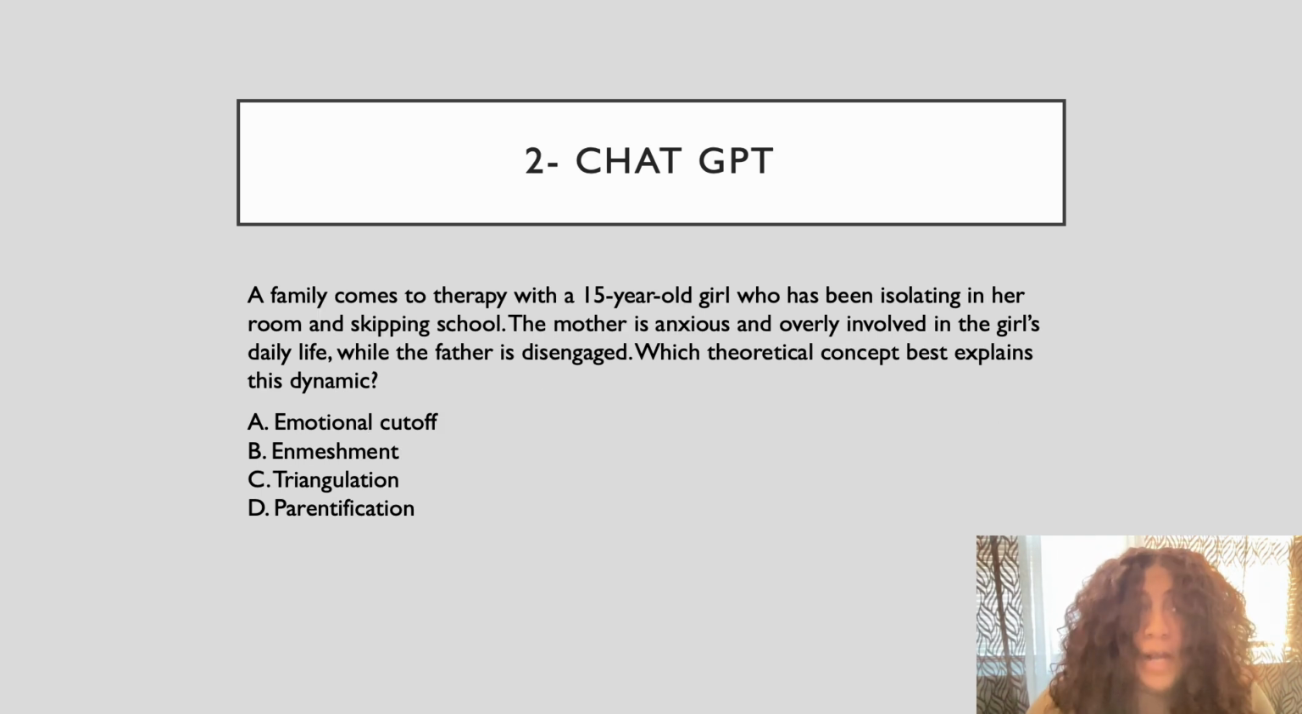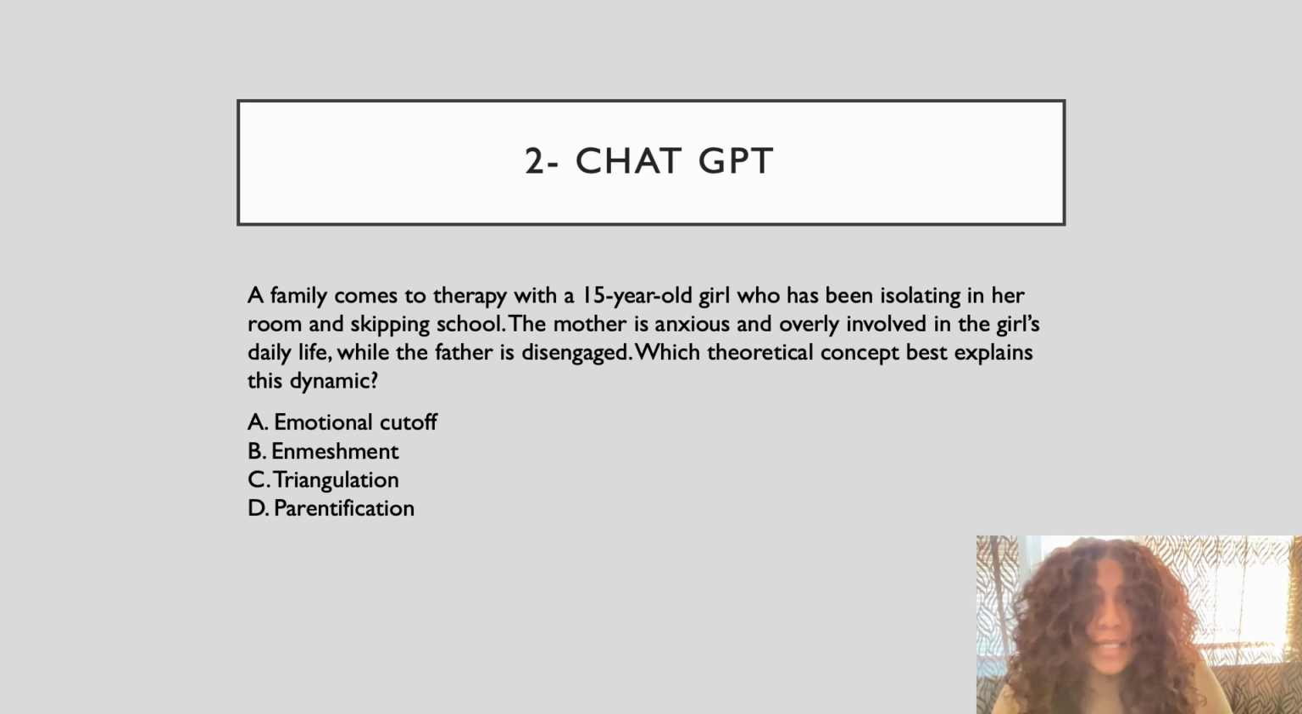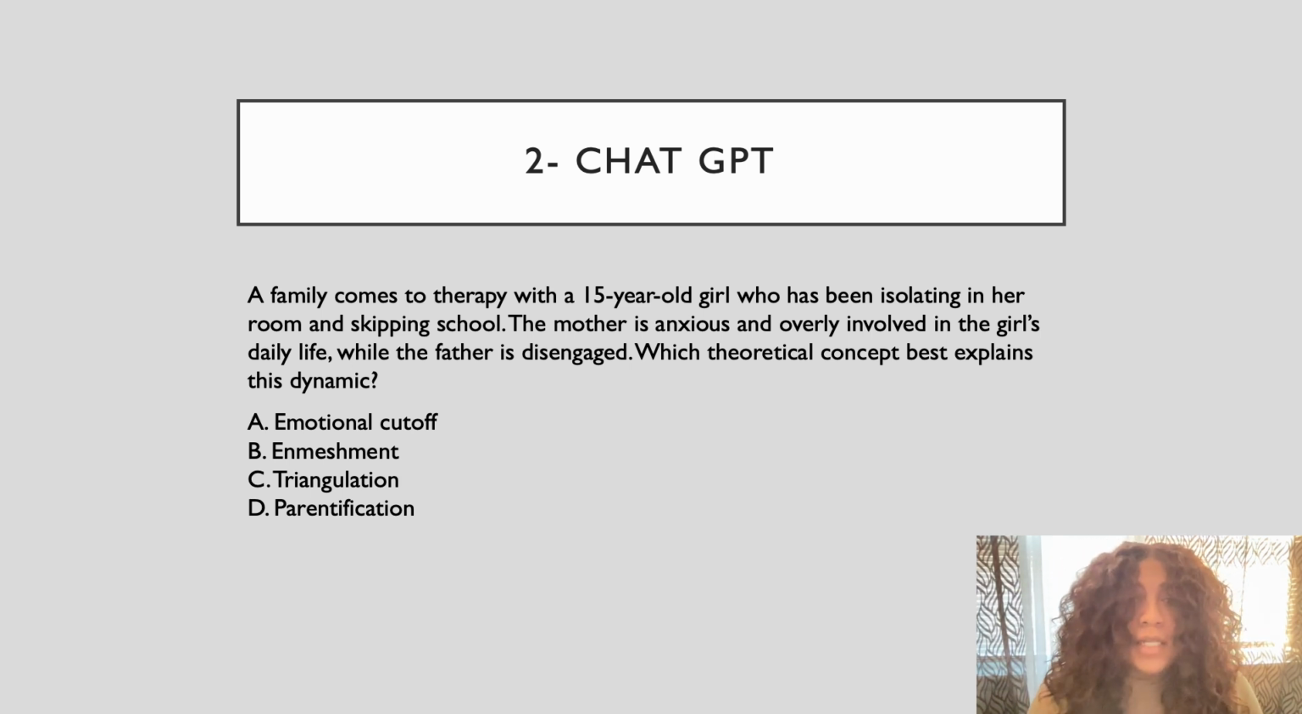A family comes to therapy with a 15-year-old girl who has been isolated in her room and skipping school. The mother is anxious and overly involved in the girl's daily life, while the father is disengaged. What theoretical concept best explains this dynamic? Before we look at the answer responses, let's go back and look at the question, and take a look at some of those terms or phrases that we can highlight that are going to lead us to our best answer, right? So if I was taking this exam and this question was on my test, I would highlight 15-year-old girl.